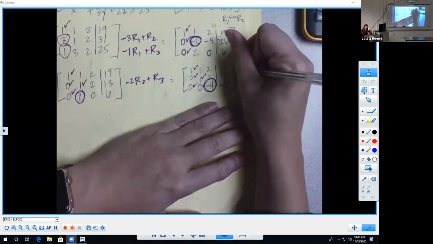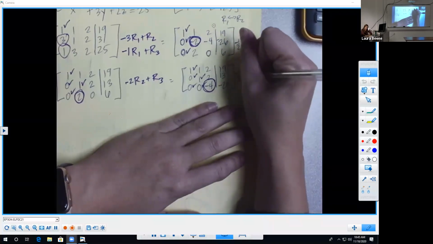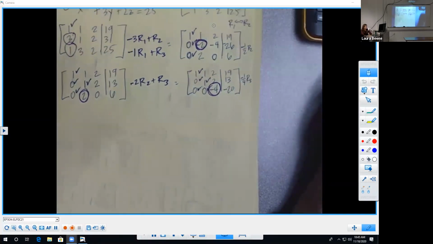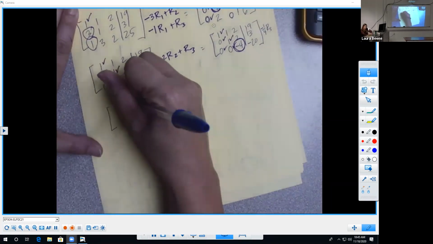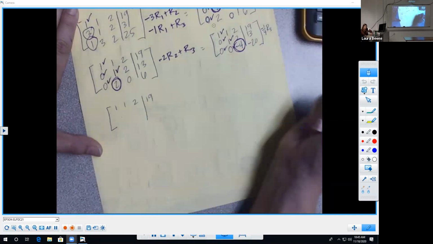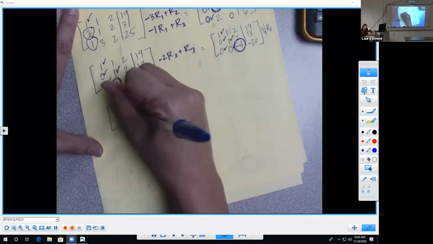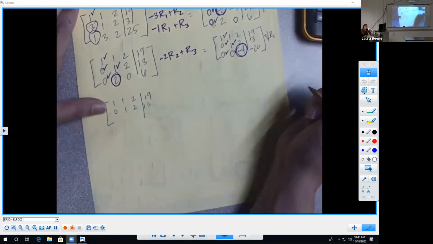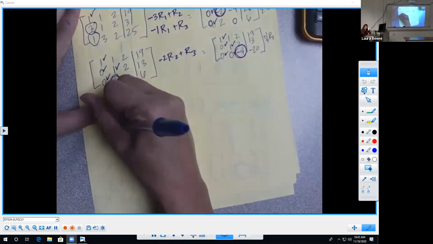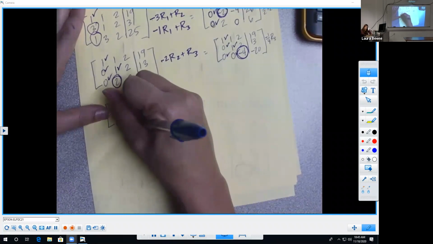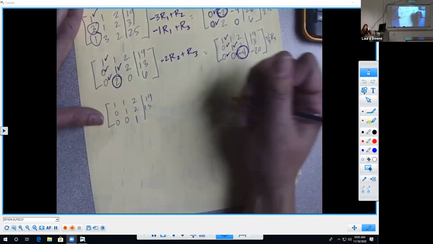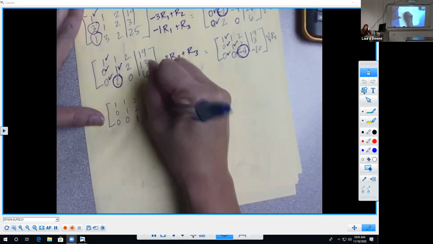Yep, multiply it by -1/4 or divide by 4, however you want to think about it. And I get 1, 1, 2, 19, 0, 1, 2, 13. This time I'm dividing by -4. 0 divided by -4 is 0. 0 divided by -4 is 0. -4 divided by -4 is 1. -20 divided by -4 is 5.